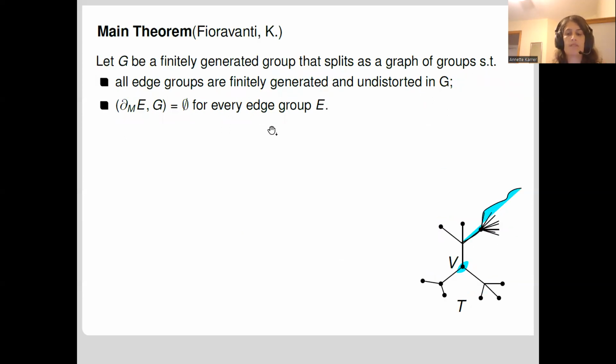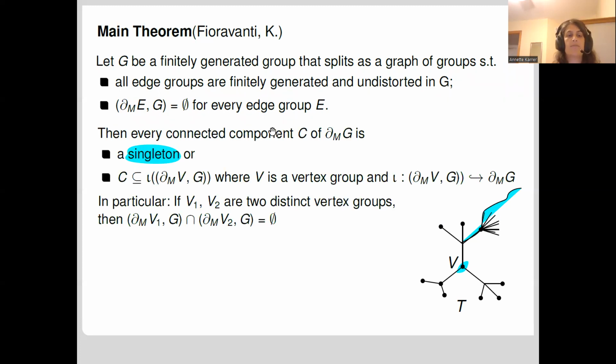All right, we are now ready to see the main theorem. Say that G is a finitely generated group that splits as a graph of groups, such that all edge groups are finitely generated and undistorted in G, and such that each edge group has empty relative Morse boundary. Then each connected component is either a singleton or it is contained in the relative Morse boundary of a vertex group. In particular, if we have two different vertex groups, then their relative Morse boundaries have empty intersection. Again, remember the warning.